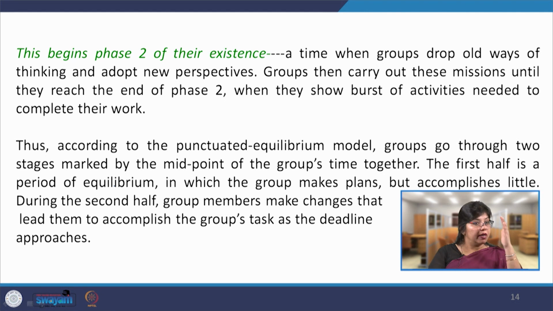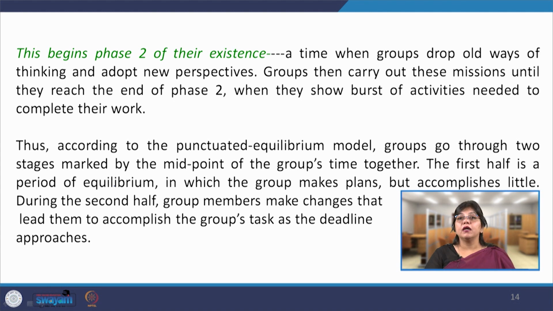So, this begins once the midlife crisis has been encountered by the group members. The next phase starts because it requires a change, because they want to exist, they want to survive. At this time, groups drop old ways of thinking and adopt new perspectives. That means, when the midlife crisis has been experienced, it makes sure to the group members that whatever way they were working will not work in future, and they have to alter their decisions and ways of working. So, this calls for change, acceptance and management.